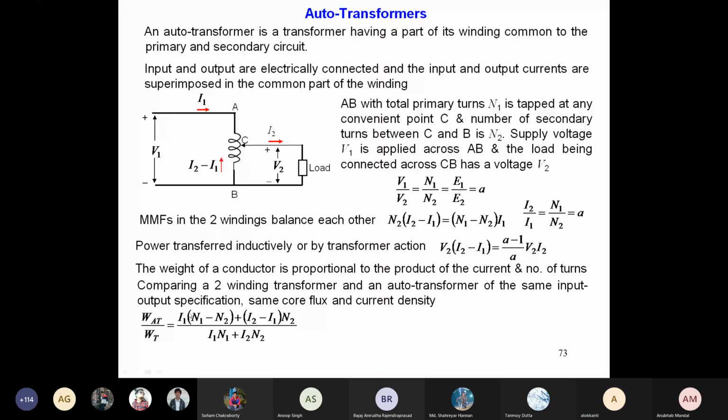Similarly, for the two-winding transformer, I1 into N1 turns in the primary plus I2 into N2 turns in the secondary.